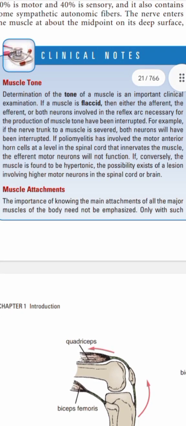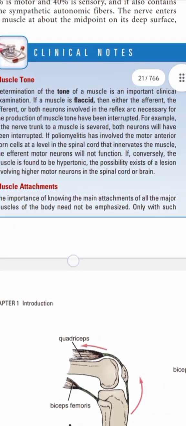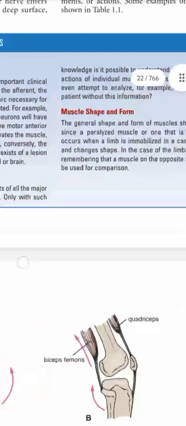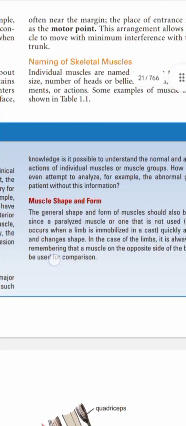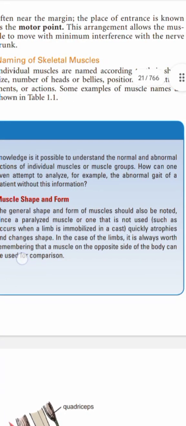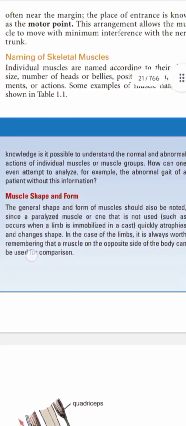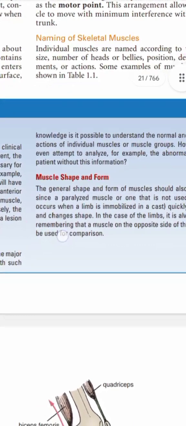Muscle attachments. The importance of knowing the main attachments of all the major muscles of the body need only be emphasized, for only with such knowledge is it possible to understand the normal and abnormal actions of individual muscles or muscle groups. How can one even attempt to analyze, for example, the abnormal gait of a patient without this information?